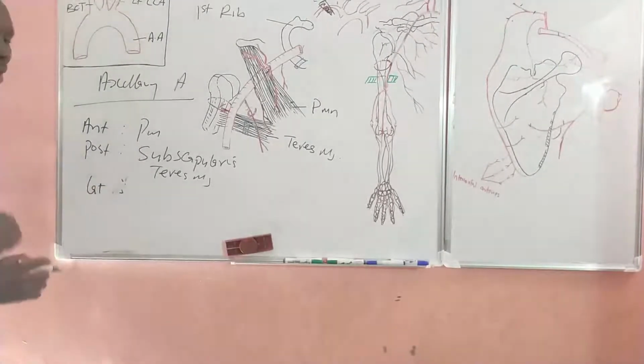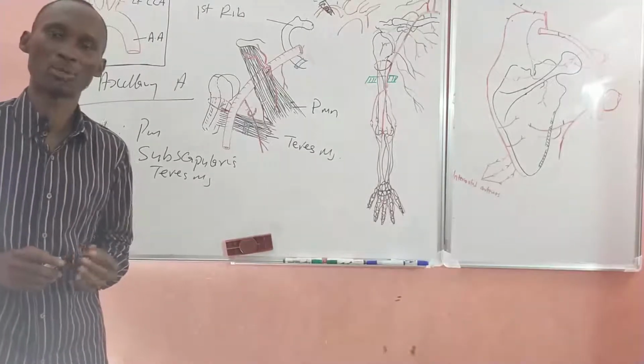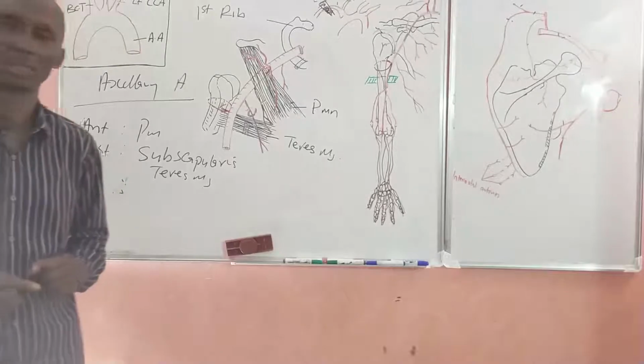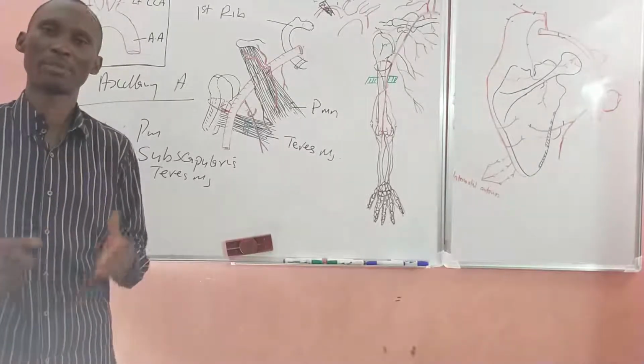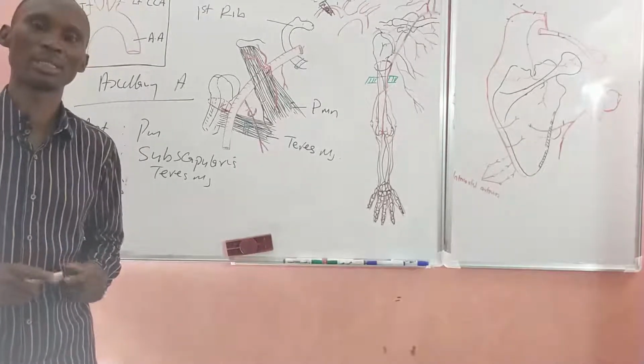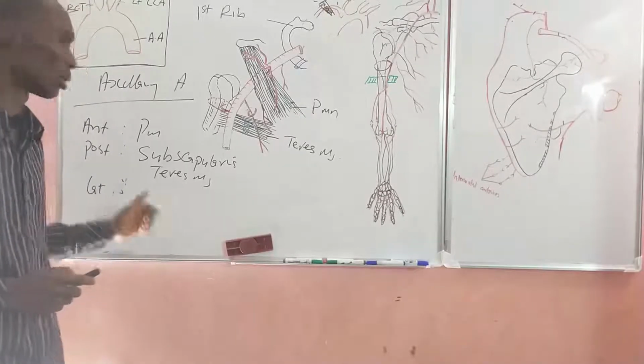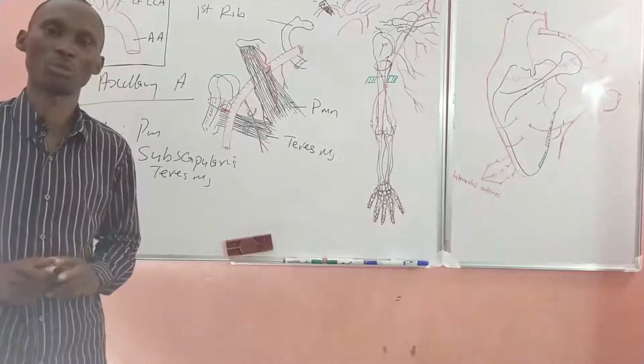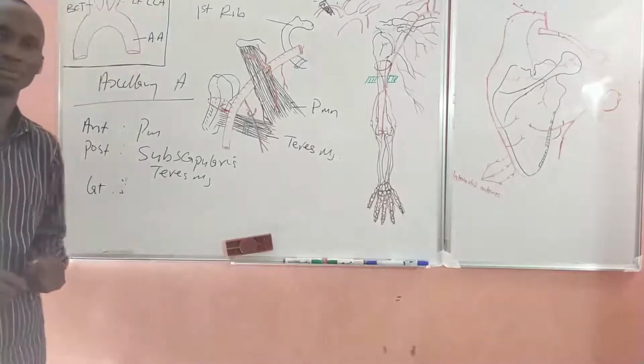In the lateral relation, we'll be seeing the coracobrachialis. And now we see the branches that come from the lateral cord. We'll see the musculocutaneous nerve, and we'll see the lateral root of the median nerve. So these structures will form the lateral relation.